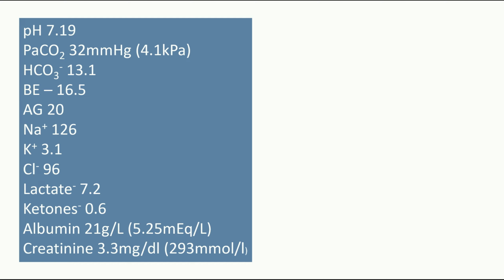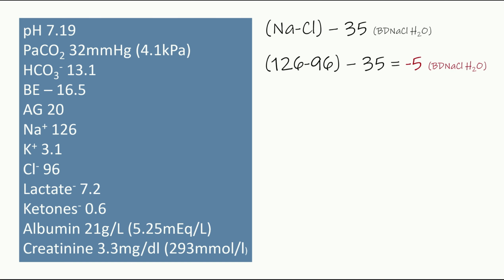And we're going to look at the sodium minus the chloride minus 35. That's the base deficit for sodium, chloride, and water. It's 126 minus 96 minus 35. To point out here, this patient has a hyponatremic acidosis, a hypochloremic alkalosis, but the net effect on this is a negative base excess of minus 5, which represents principally the hyponatremic acidosis.